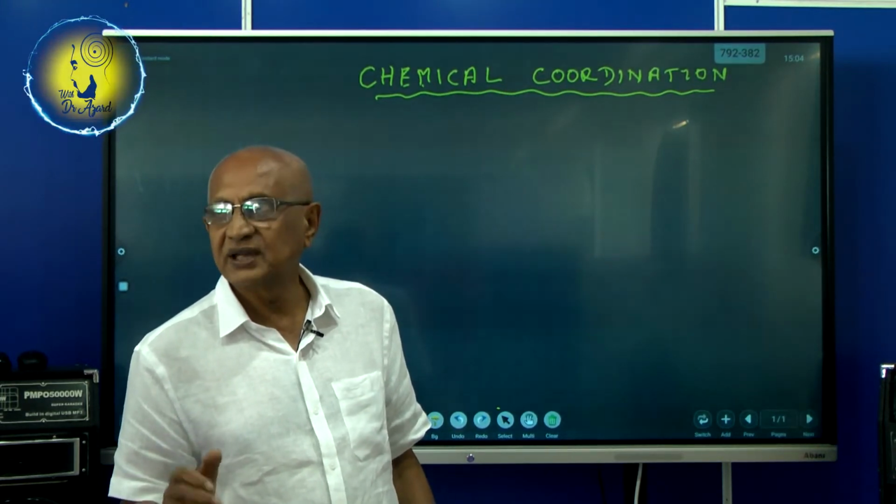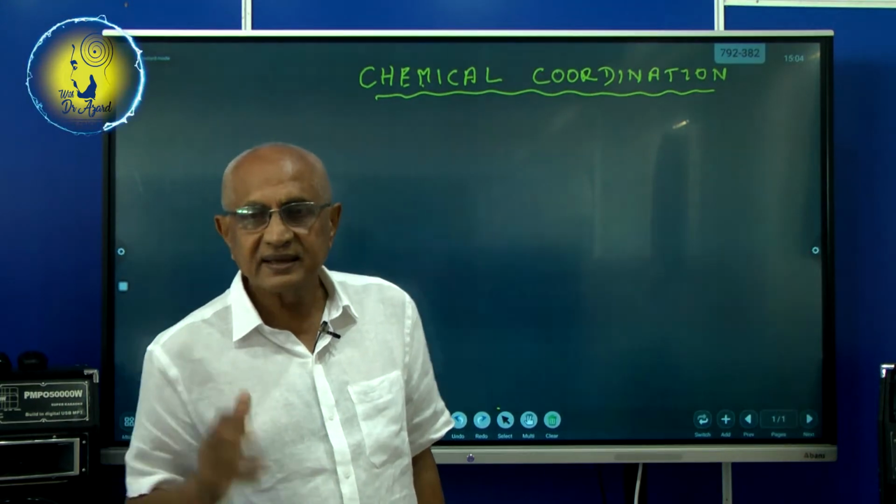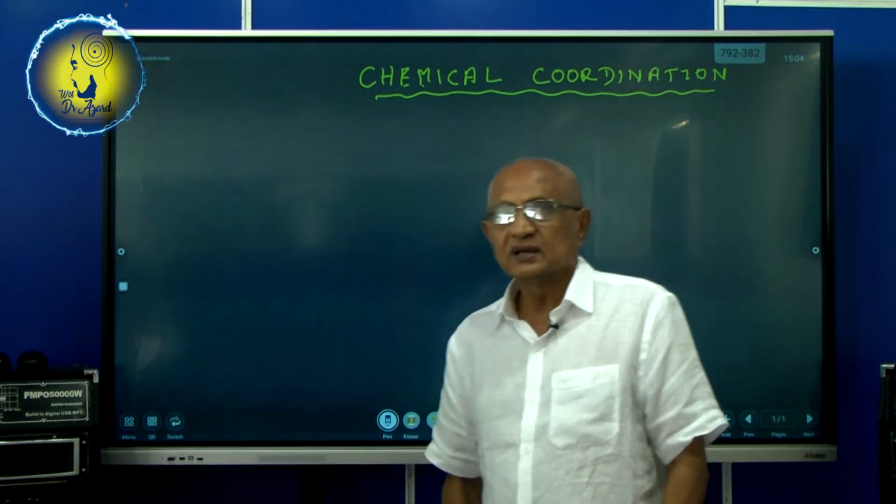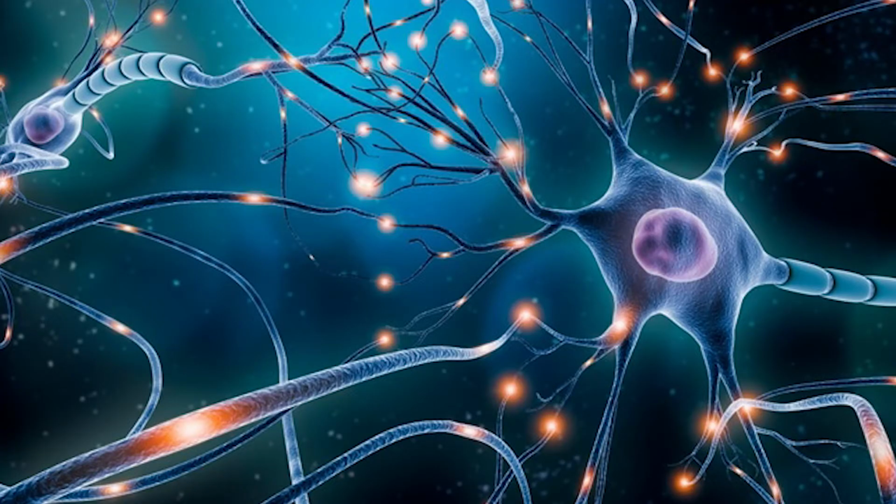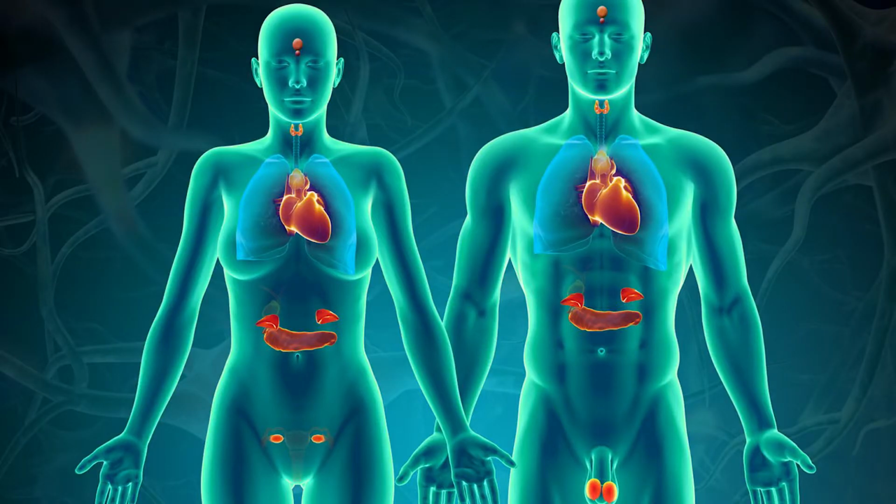Now what do we know about chemical coordination in animals? We talk of the nervous system. The nervous system is also controlled by chemical action. We know its messages are carried by impulses, and these impulses involve chemicals. Then we talk of endocrine glands. The endocrine system is working with endocrine chemicals. So these are chemicals that work in our system.